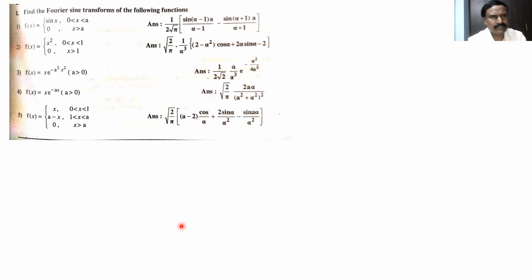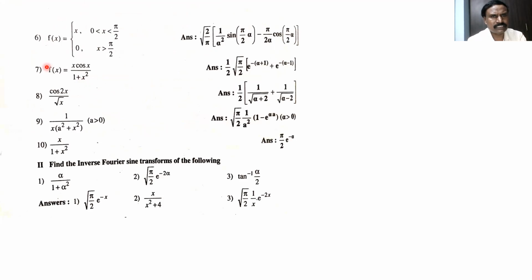Now refer to the previous examples. We can try to solve these examples, and the answers are also there. These are the examples on Fourier sine transformation. Try to work all of them. These are also sine transformation examples. Here these three are the Fourier sine transformations. Already we have done this and this and this. Try this one.